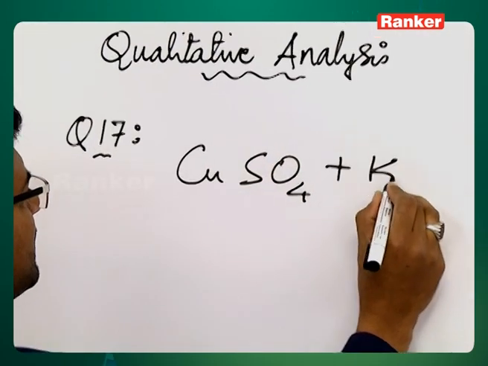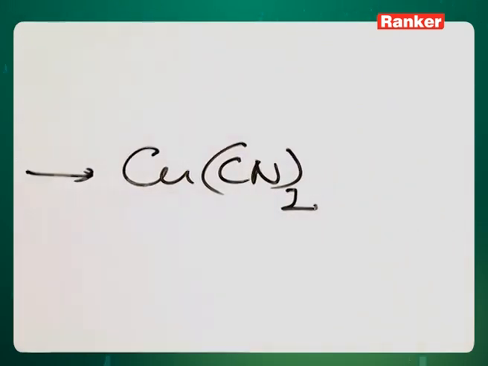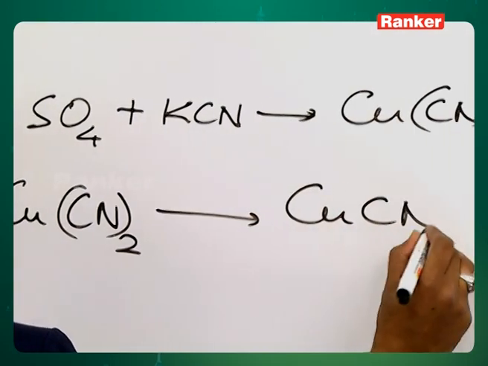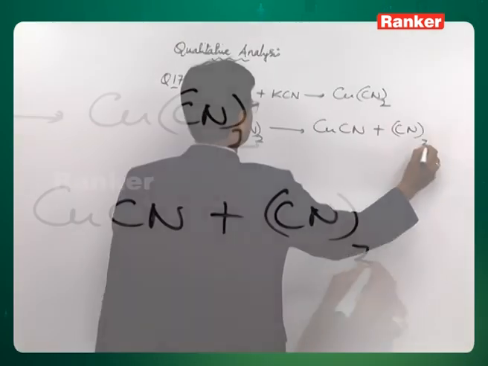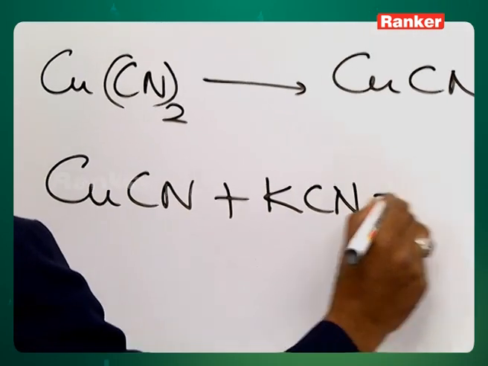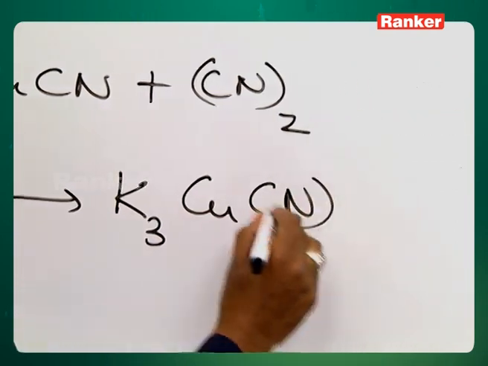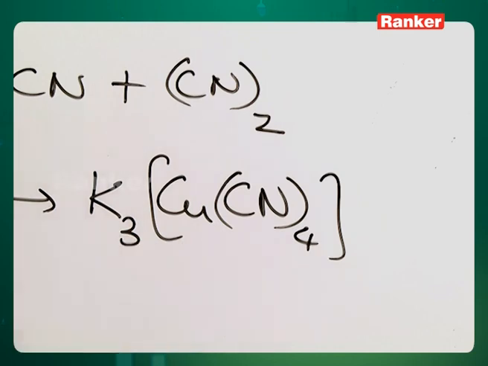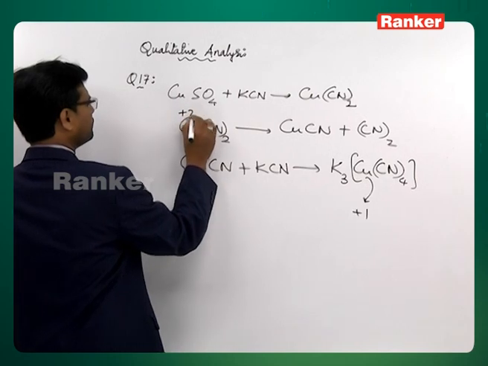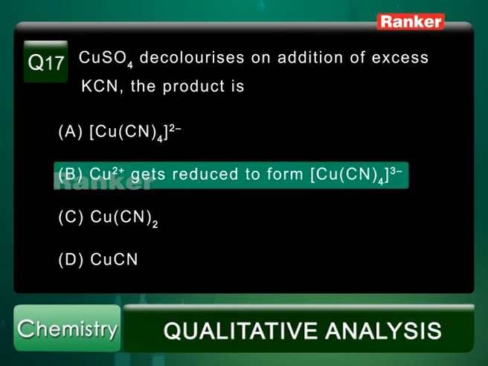When it reacts with KCN, initially you get a white precipitate of Cu(CN)2. Cu(CN)2 decomposes to give CuCN plus cyanogen. Then CuCN will further react with KCN and you get K3[Cu(CN)4]. In this complex, the oxidation state of copper is +1. Here it is +2 and here it becomes +1. So, it undergoes reduction. So, the correct answer therefore is B option.